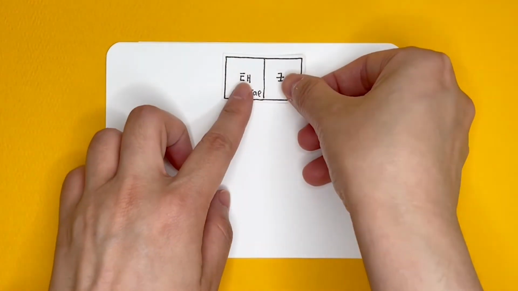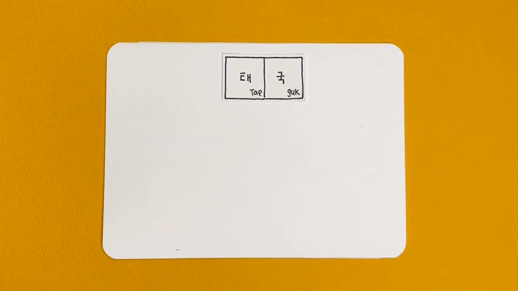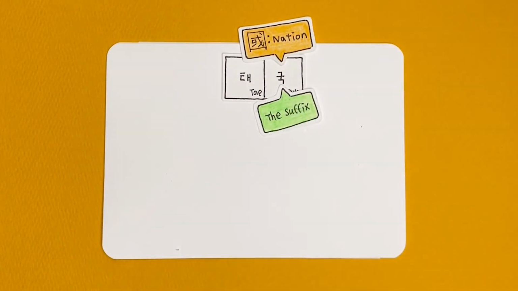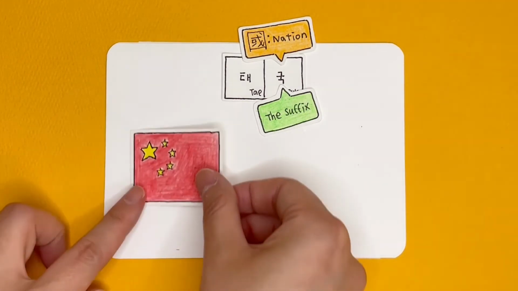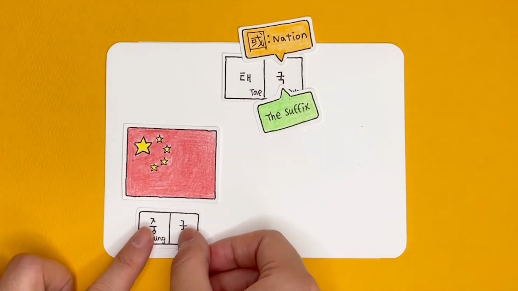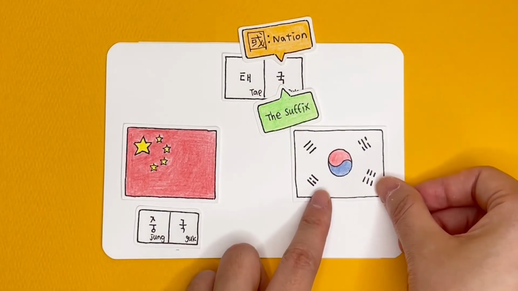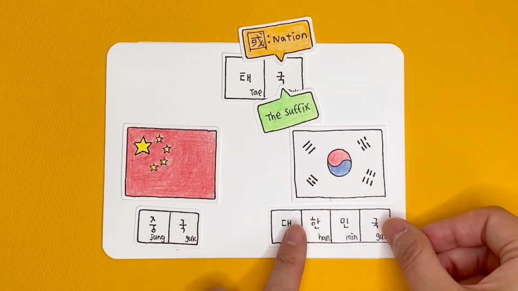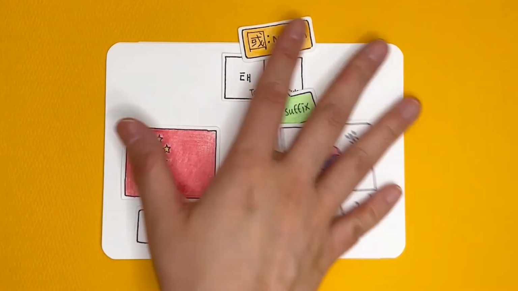Our second word is Tae-guk, which means Thailand. In this word, guk has a Chinese character meaning nation. So some countries' names end with the suffix guk. For example, China is Junguk and South Korea is Tae-guk.